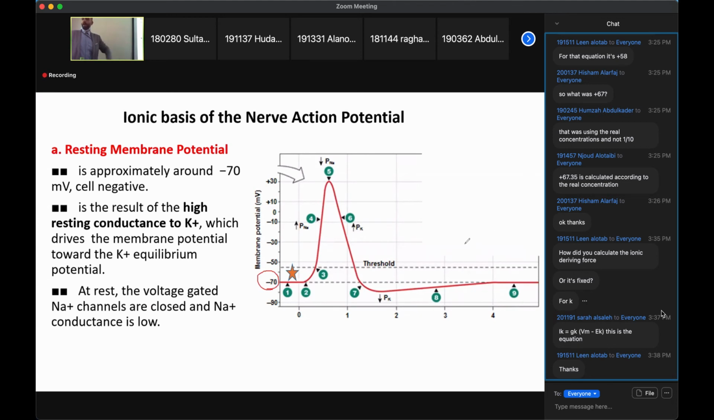Good. Now, when there is a stimulus, and we have opened ligand-gated sodium channels, they allow the entry of sodium to the inside. And now the membrane has reached the threshold. Now we have opened which ones? The voltage-gated sodium channels. Opening of the voltage-gated channels would allow what? Sodium to enter to the inside.